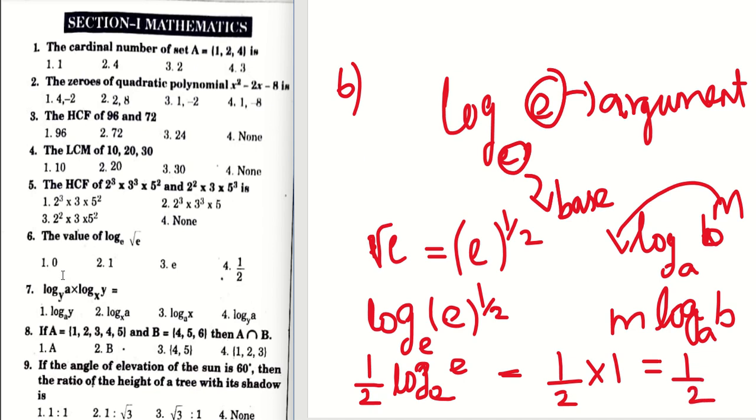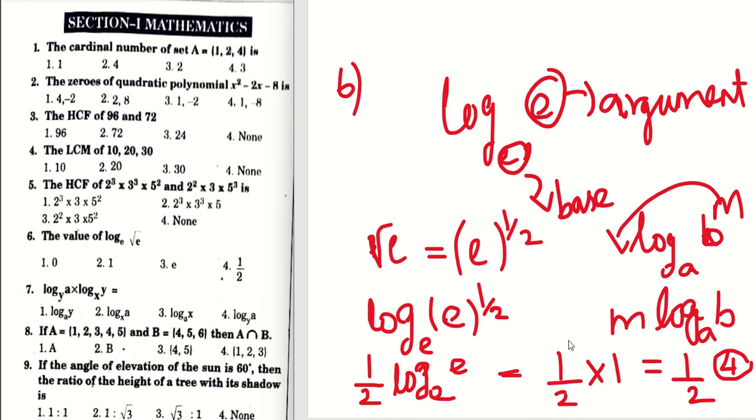Let us check in the options. What options are we getting? The first one is 0. No, we didn't get it. 2, 1. No, we didn't get it. Log 3, it's not e also. So what is the fourth option? 1 by 2. Exactly, what is the correct answer over here? Option 4 is the correct one. 1 by 2 is the right answer.